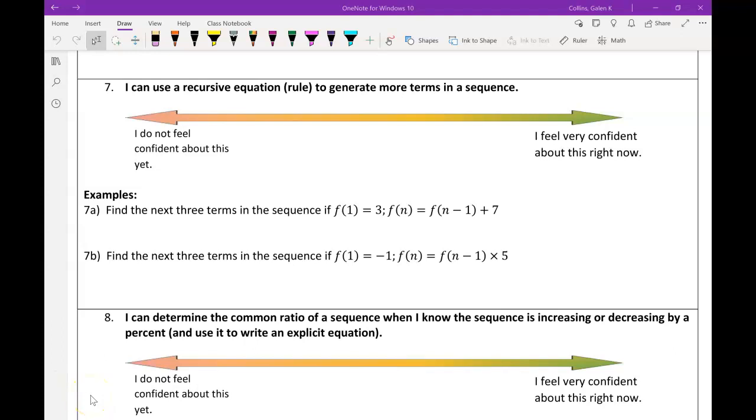Our seventh learning outcome for Unit 1 is that we can use a recursive equation, or sometimes we call that a recursive rule, to generate more terms in a sequence. And so for 7A, we are asked to find the next three terms in the sequence if f of 1 is 3, so that's our first term. And we're also given the recursive equation. So f of n equals f of n minus 1 plus 7.